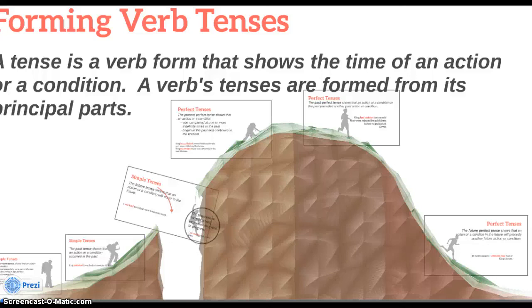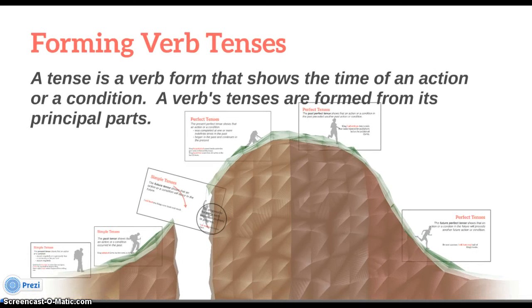Yesterday we started talking about verbs and the principal parts of verbs. We're going to continue talking about verbs today, and we're going to be more specific. We're going to be talking about forming verb tenses. A tense is a form of a verb that shows us the time that an action or a condition happened.